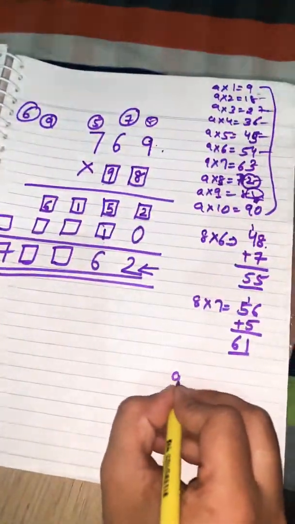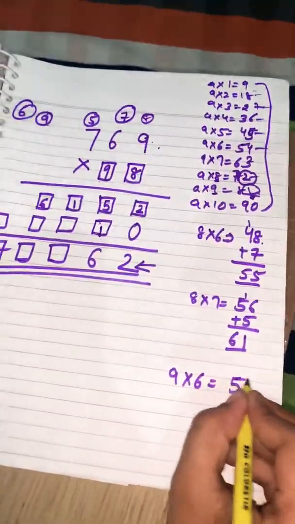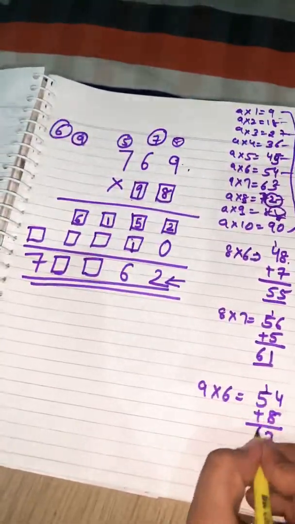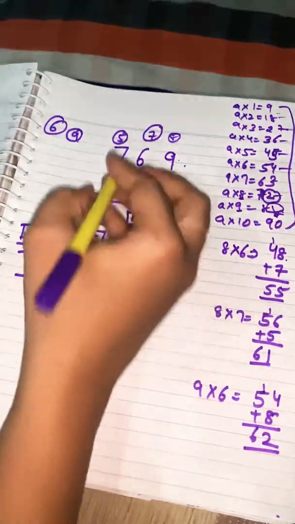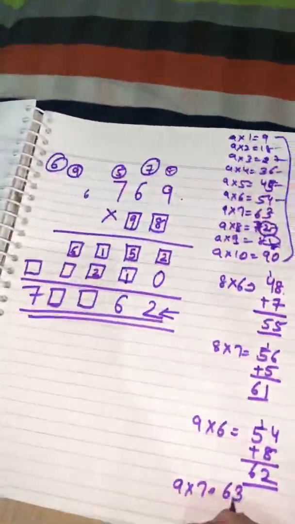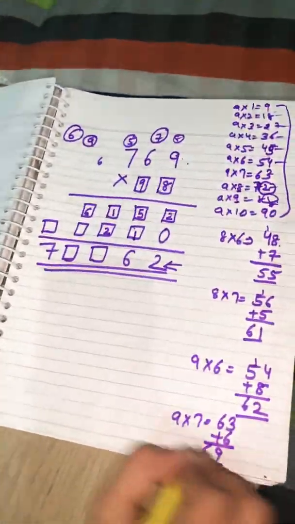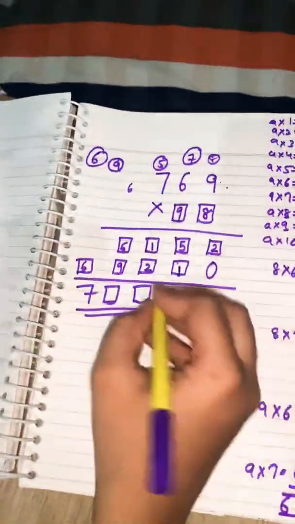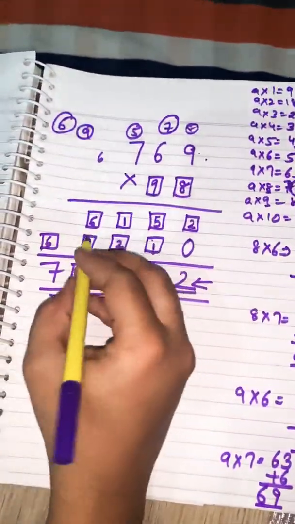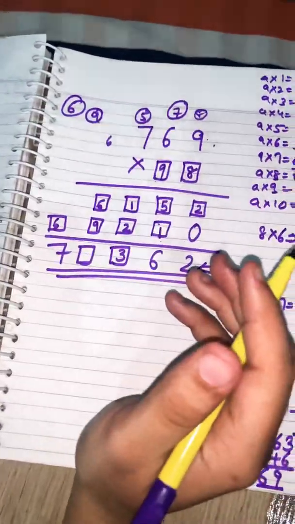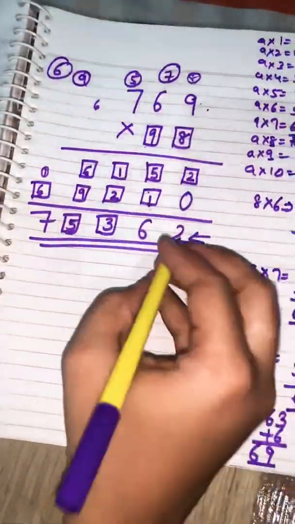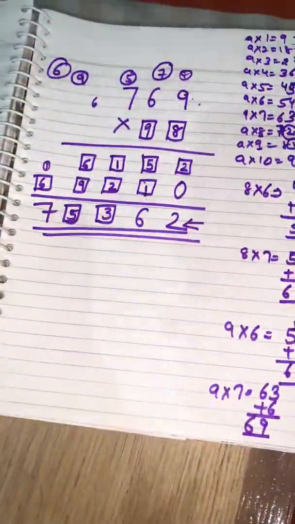9 into 6 is 54 and the 8 which is the carry is added to it, and we have 62. We write this 2 here and 6 is the carry. 9 into 7 is equal to 63 and we add 6. We get 69. Now we just add all this. 2 plus 1, 3. 9 plus 6, 15. 6 plus 1, 7. So now we have to solve it like this.